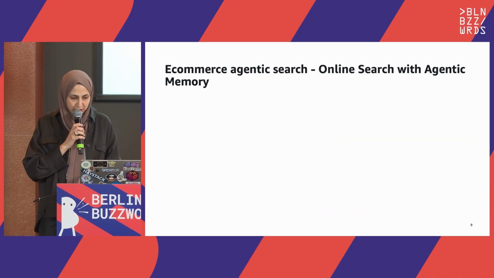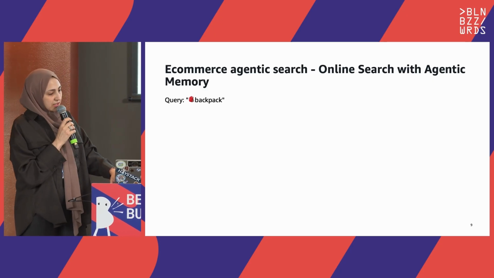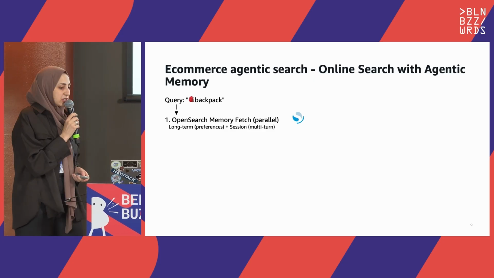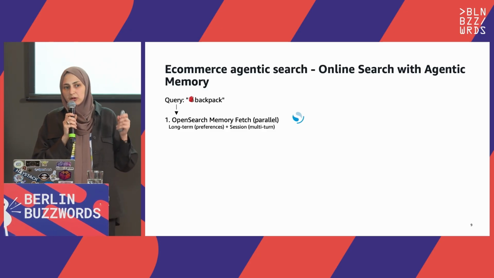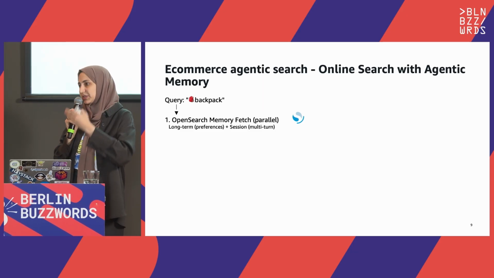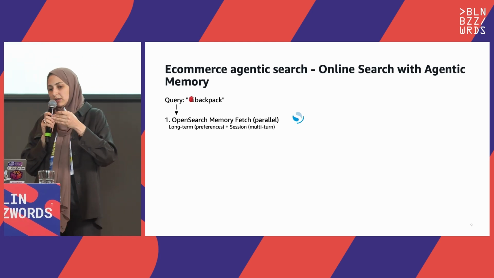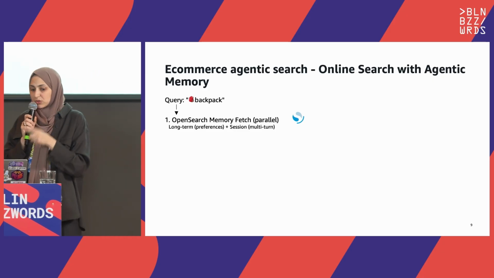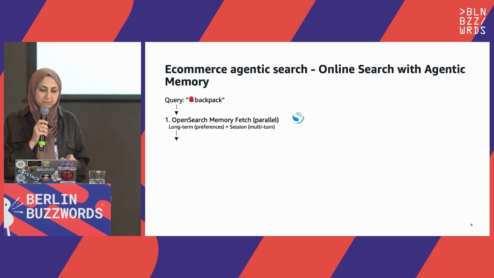Now, for the online search pipeline. Let's say a user comes in and types backpack. The agent's first step is to fetch the memory. We fetch two memories, the long-term and the session memory. The long-term memory is where we store the user preferences, and the session memory is where we store the conversation, so we can handle follow-up questions. If the customer comes in and types in blue, we know that means the backpack in blue. So we are reading from two memories at this point.